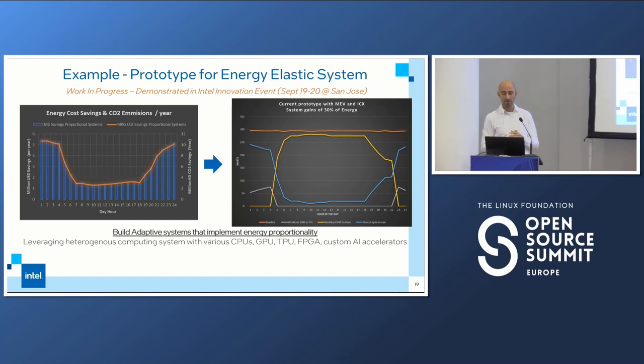So you can see, with the current technology, and the team is showing this this week at the Intel Innovation event in San Jose, we can aim for 30% savings already, right? So now think about if I can truly implement these proportional systems, and truly shut off the system and keep the workloads in the IPU, this 30% grows.